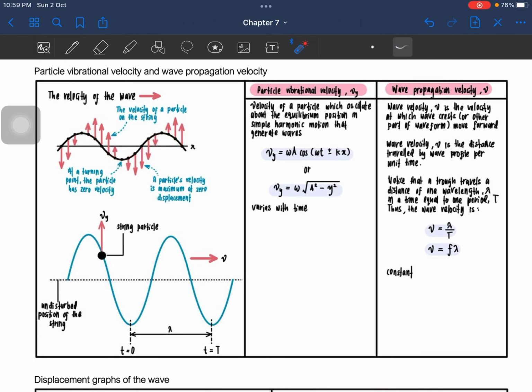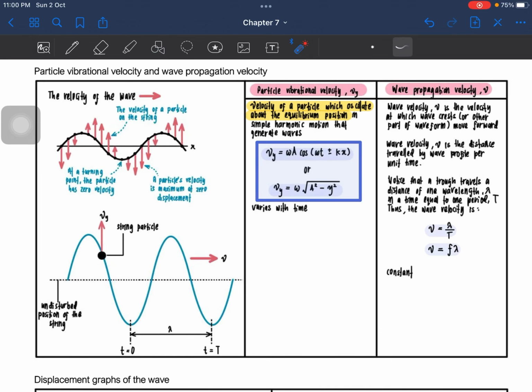Okay, so at 0 displacement, which is at this point here, the velocity is at a maximum. Ni pun lukisan lain je. Okay, so particle vibrational velocity ni adalah the velocity of a particle which oscillate around the equilibrium position. Okay, so formula dia is the one shown here. So this is the formula dia untuk particle vibrational velocity.